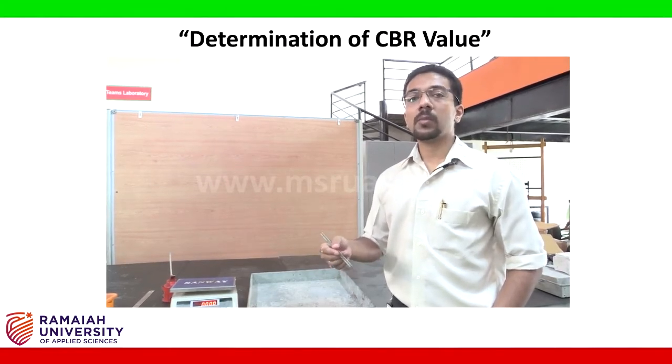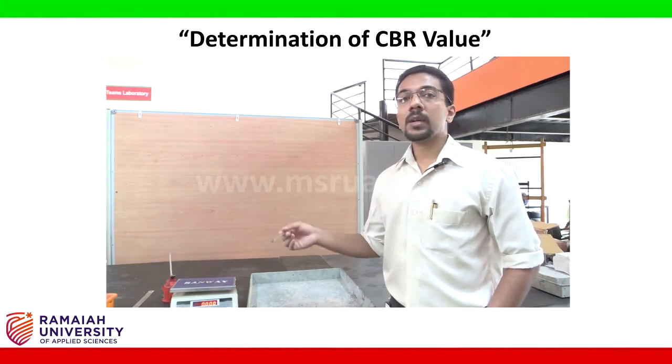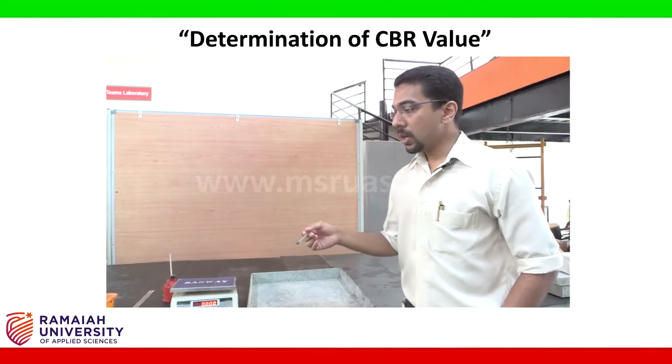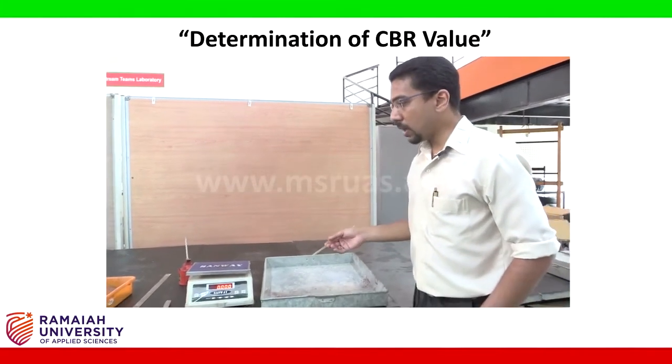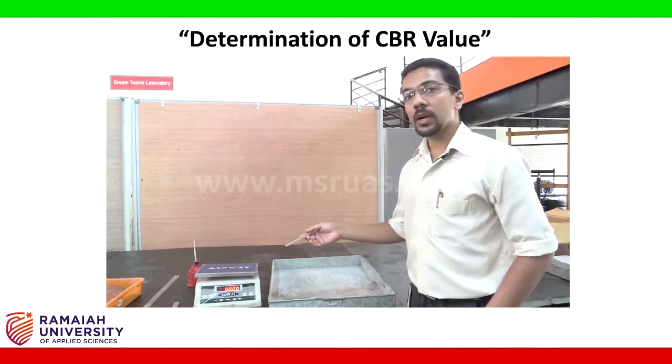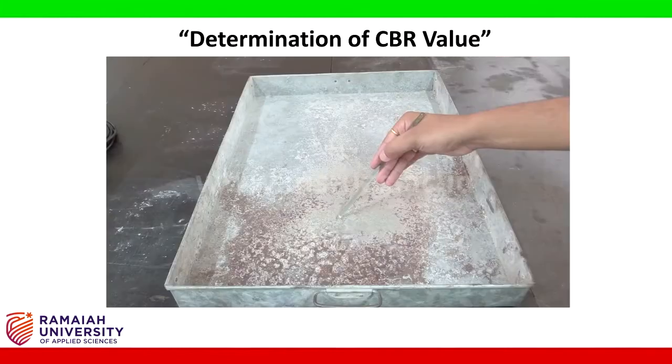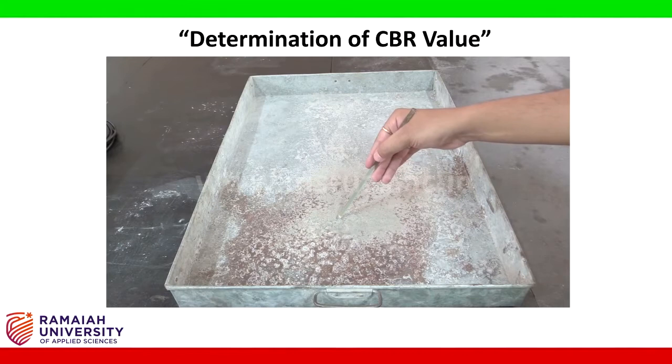According to this specification we need to have an understanding about the various experimental setups that we need to use to conduct this experiment. So I would like to explain the various equipment that we need to conduct this test. The first one would be the mixing tray, which is required to mix the soil with a known quantity of water, which we call the optimum moisture content.